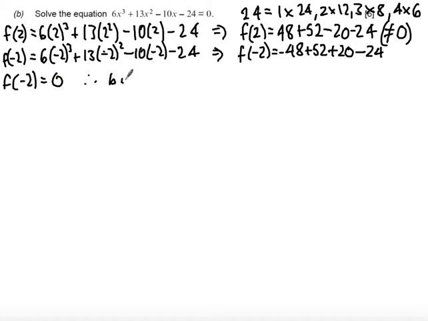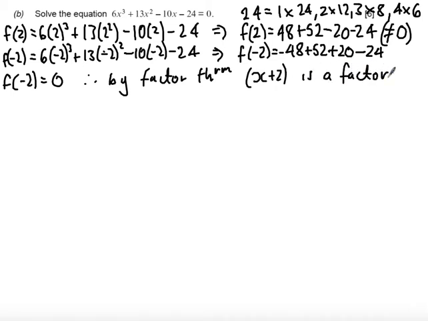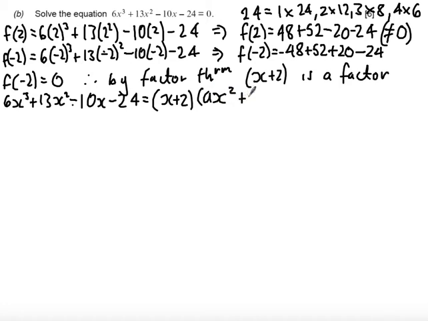Therefore, by factor theorem, what we know is x plus 2 is a factor. So at this point, I know that 6x cubed plus 13x squared minus 10x minus 24 is equal to x plus 2 multiplied by some quadratic ax squared plus bx plus c.